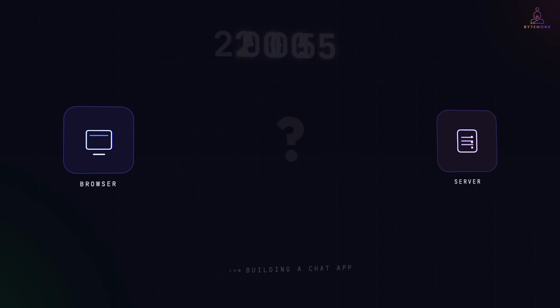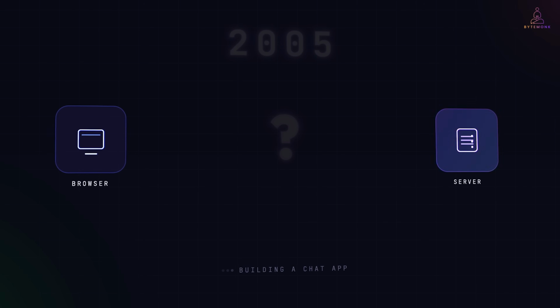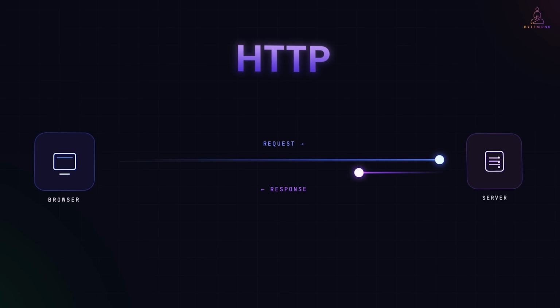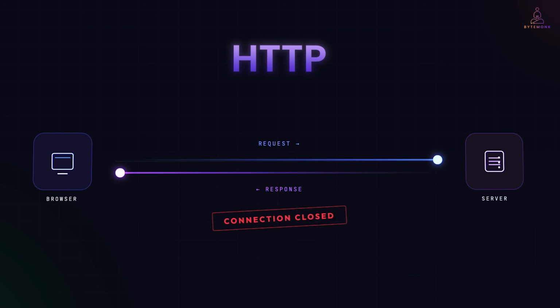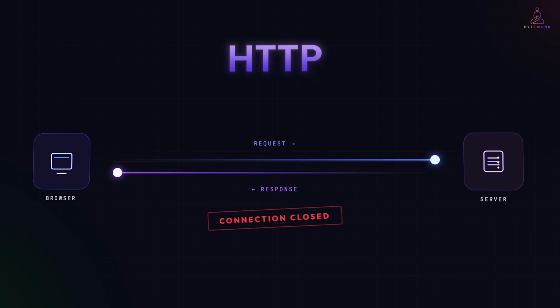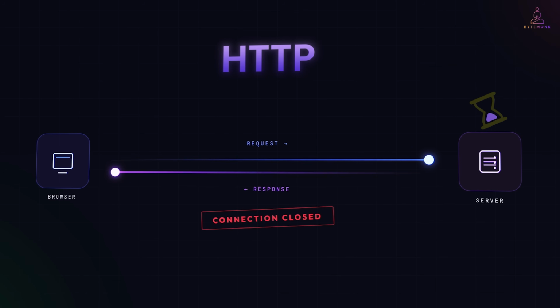So imagine it's 2005. You're building a chat application. How do you get messages from the server to the browser? Well, HTTP is request response. The browser asks, the server answers. That's it. But what if the server has new information? Like your friend just sent you a message. The server can't just call you. HTTP doesn't work that way. The server has to wait for you to ask.